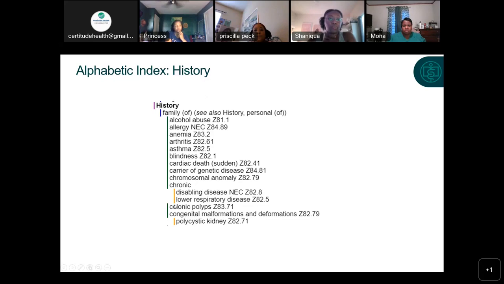And everybody was able to see, when you're in the alphabetic index, that the indentions are yellow, like there's that faint yellow line to show you where the indentions are. Okay, cool beans.